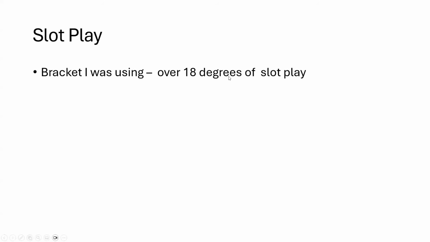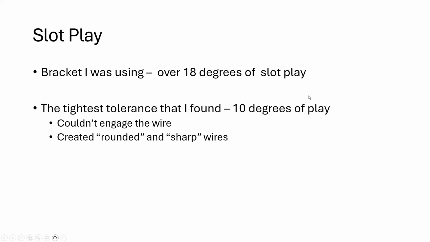So the bracket I was using when I did my own testing, 18 degrees of play is what I got. The tightest tolerances I found, and there was one that had tighter tolerances than the Pitts21 bracket, only had 10 degrees of play, but they called them sharp wires and rounded wires. And they did not recommend that you use the sharp wires at all because they were just too hard to engage. And they recommended you use these round wires. When you pop the round wire in there, it was almost 20 degrees of play. So the sharp wire is really the only wire that worked. But they don't recommend you use it. So that one turned out being a no-go for us.